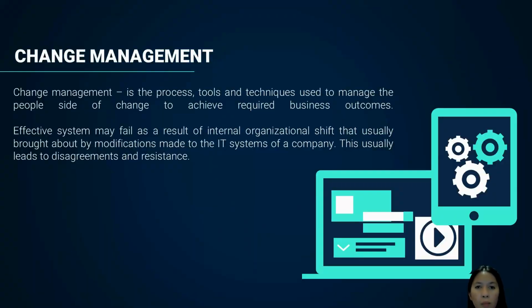Next is change management. Change management is the process, tools, and techniques used to manage the people side of change to achieve required business outcomes. An effective system may fail as a result of internal organizational shifts that are usually brought about by modifications made to the IT systems of a company. This usually leads to disagreements and resistance. Change management in an IT project basically means how the project team manages the changes in the system that they have developed, and how they can communicate it to the end users.